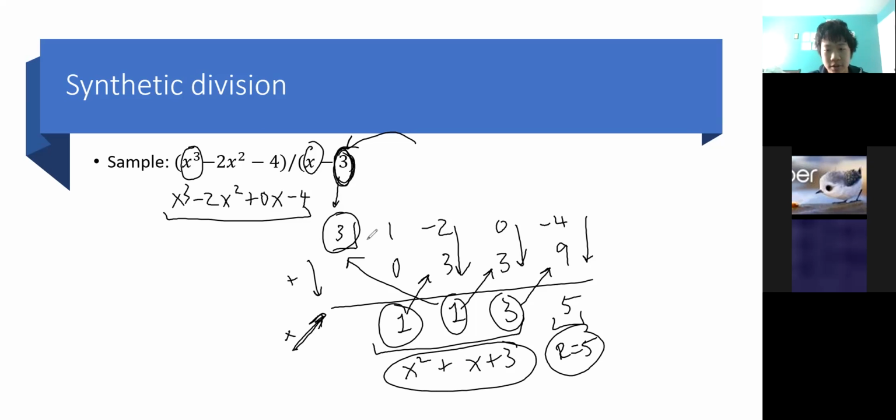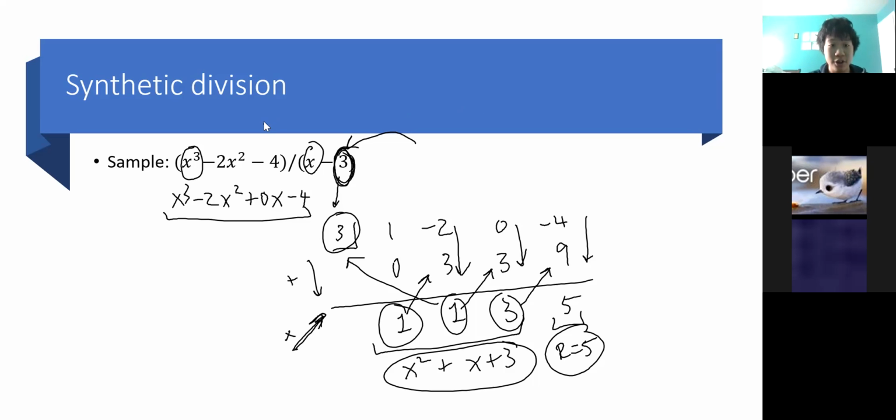Okay. So yeah, that's basically it. That's why it's called synthetic division. It's so easy, so straightforward and so quick. That's almost fake. Synthetic means fake. It's almost fake because it's so awesome. So that's how you do synthetic division.